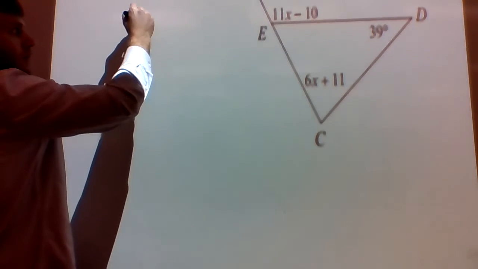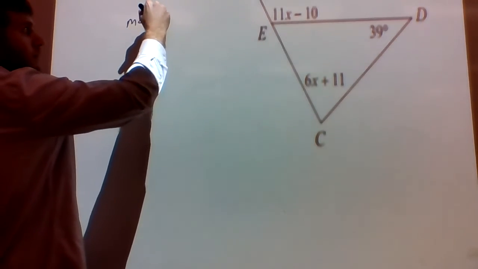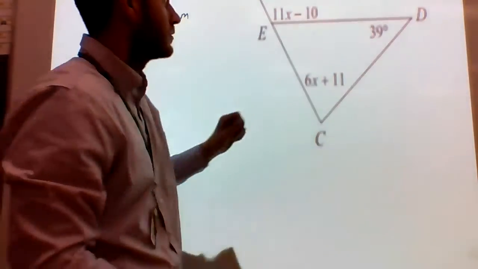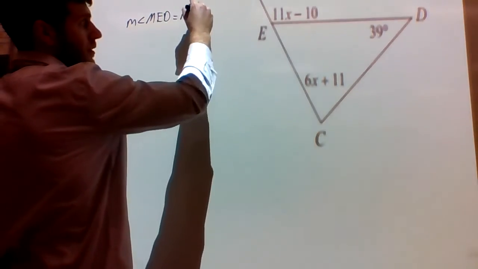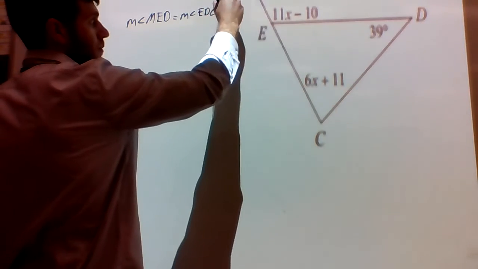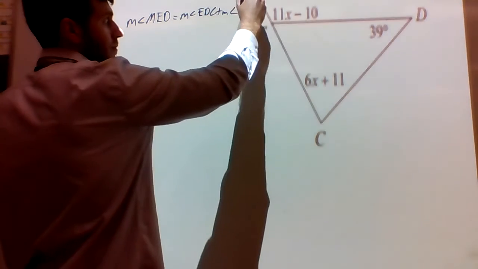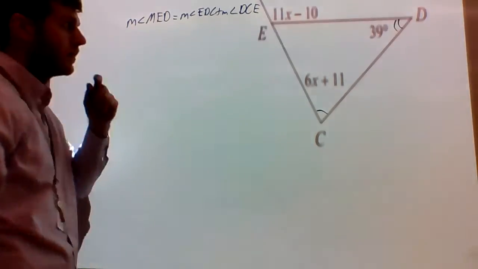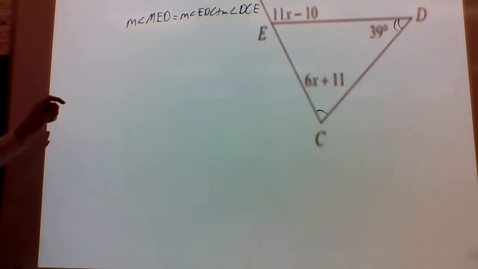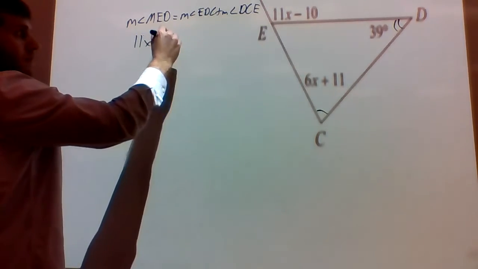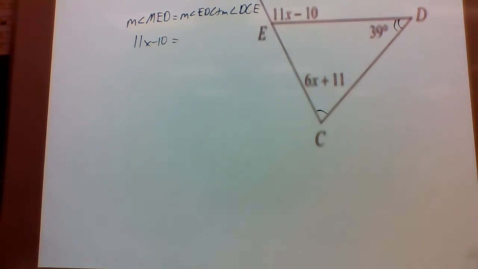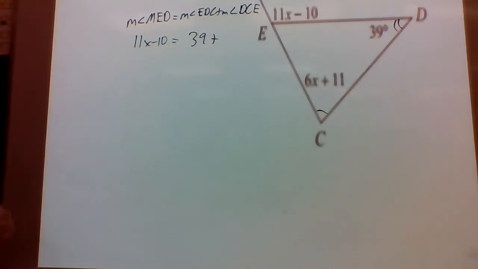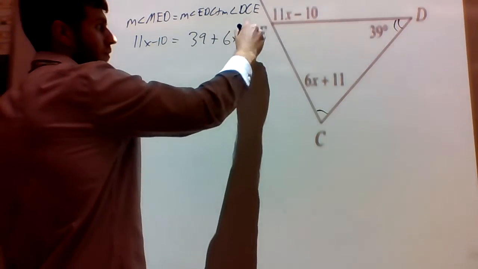Our exterior angle is angle MED. So the measure of angle MED is going to equal the measure of the 2 opposite interior angles, EDC plus the measure of angle DCE. Okay, these 2 angles. We know the measure of angle MED is 11x minus 10. We know the measure of angle EDC is 39. We know the measure of angle DCE is 6x plus 11.